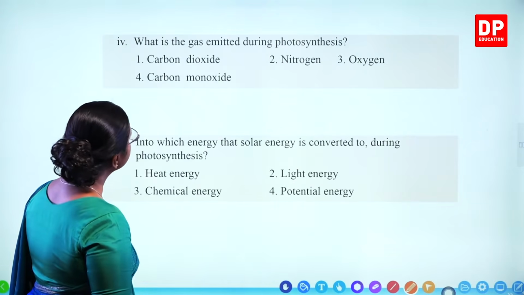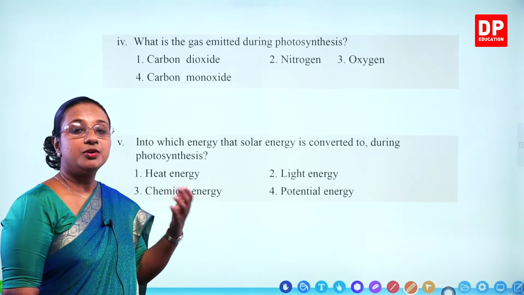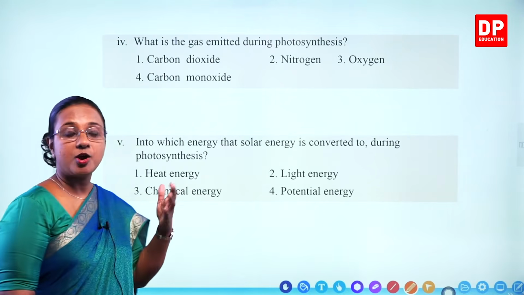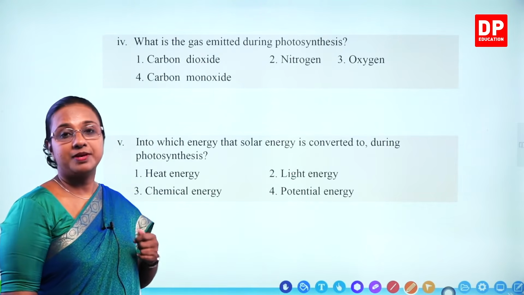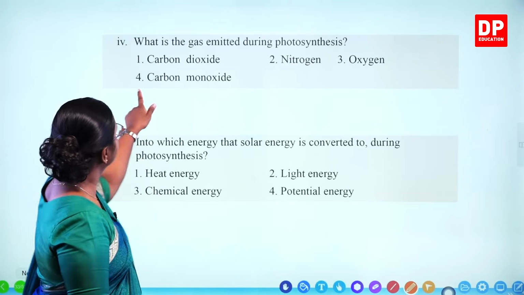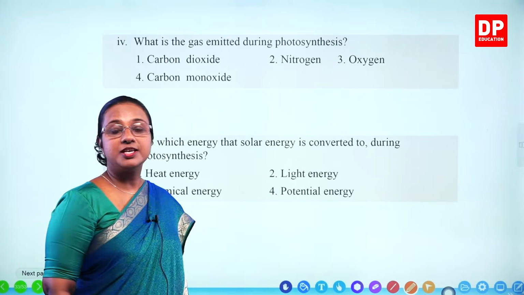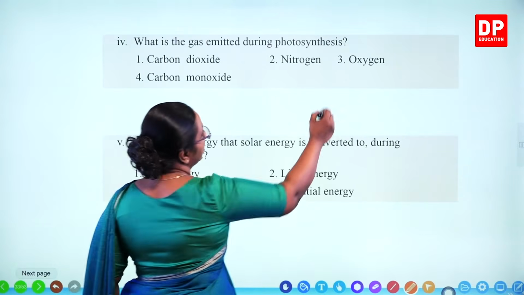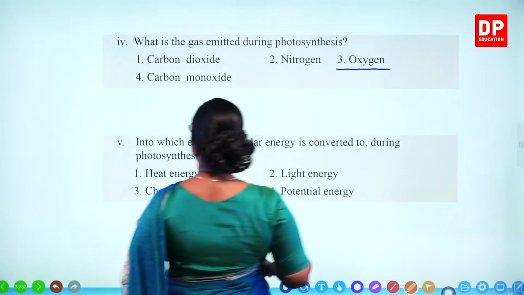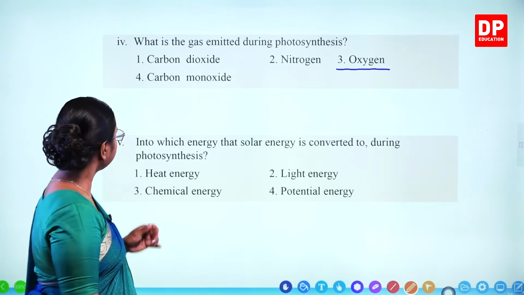What is the gas emitted during photosynthesis? You all know the factors, carbon dioxide and water. Main product is glucose, byproduct is oxygen. So, answers carbon dioxide, nitrogen of course is present in very high amount in the atmosphere. So, it is oxygen and not carbon monoxide.